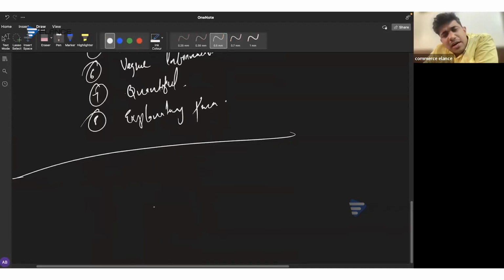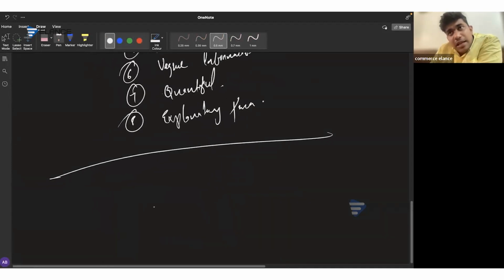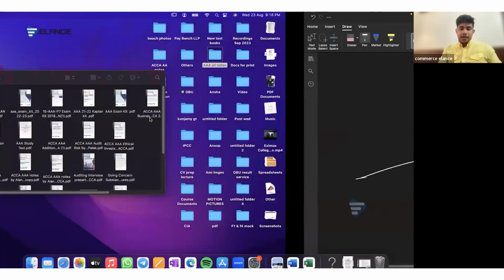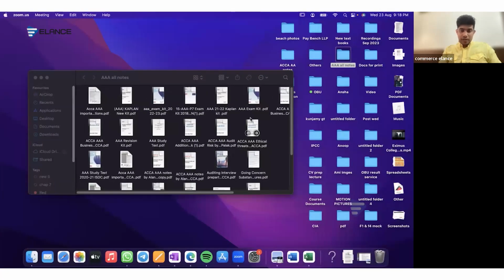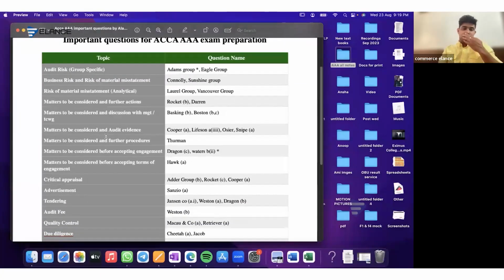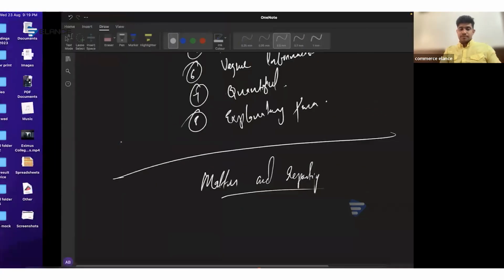Then, when it comes to our exam, definitely you can expect a question from the reporting part. One of the 25 marks questions will be based on reporting. And this will be a matters and reporting question. And within the matters also, we have got different categories of questions. You might be getting a question on matters to be considered and discussion with the management. You might be getting a question on matters to be considered and audit evidence, further actions, further procedure. These are the basic categories of questions that will appear from the area of matters to be considered.